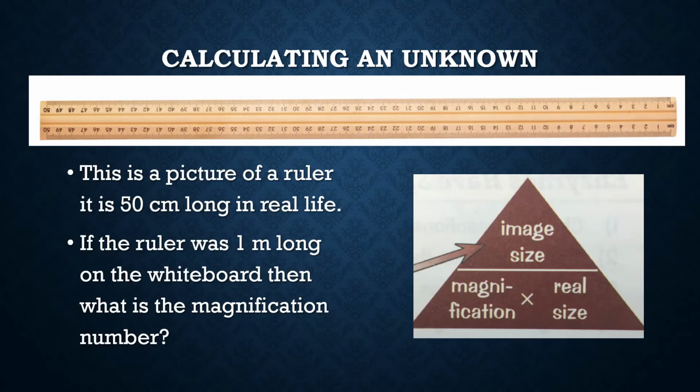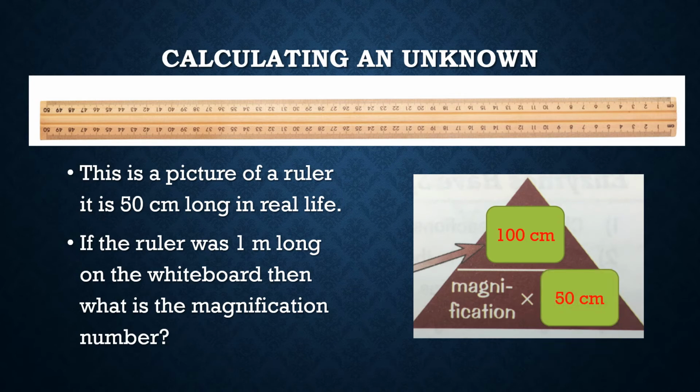Sometimes you'll be asked to calculate an unknown. For example, this is a picture of a ruler. It's 50 centimeters long in real life. If the ruler was 1 meter long on the whiteboard, then what's the magnification number? Well, we know that it's 100 centimeters, which is a meter, being my image size projected onto the whiteboard. The real size is 50 centimeters. It's only half a meter long. So therefore, the image on the board must have been magnified 2 times.